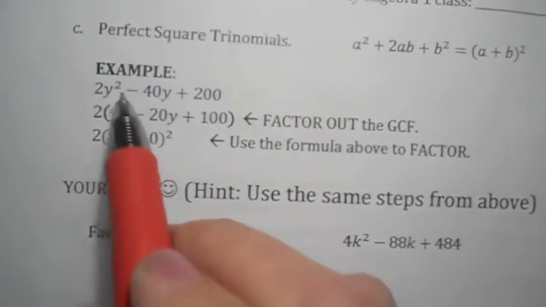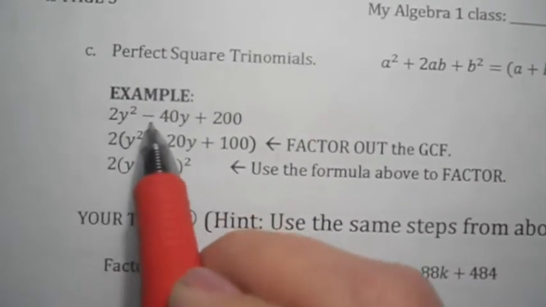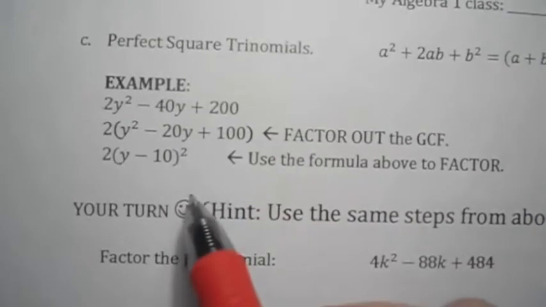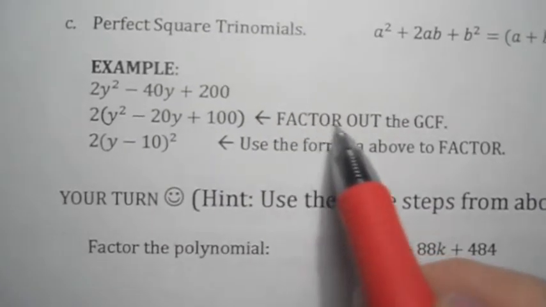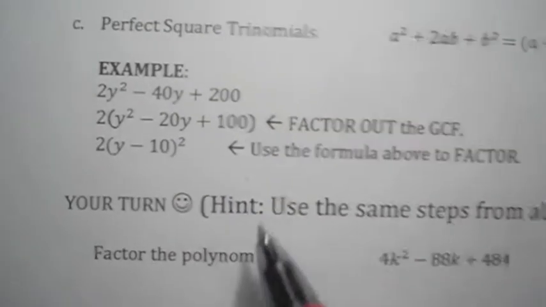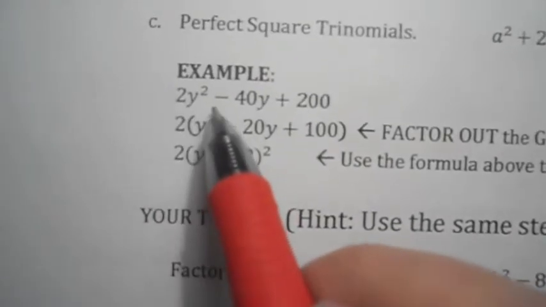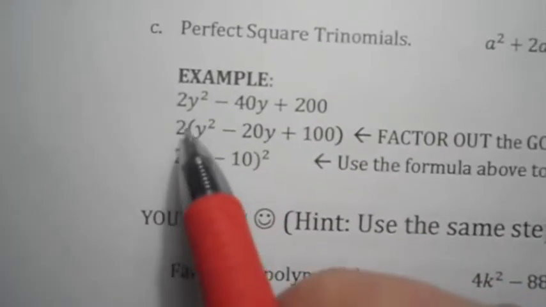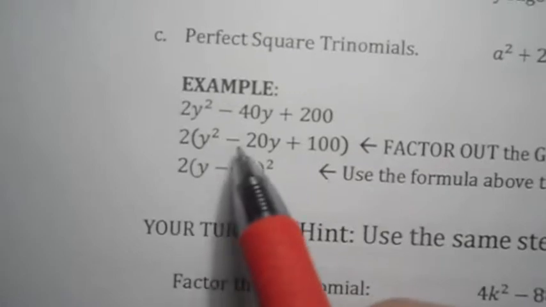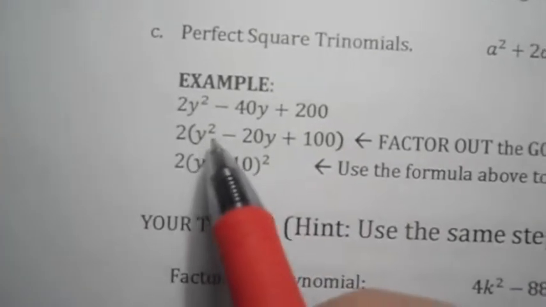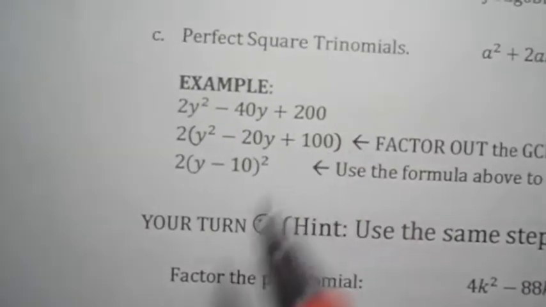So here's an example. We have 2y squared minus 40y plus 200. We always check to see if we can factor out a GCF first, and we can. They factored out a 2. So the 2 is out, and now our polynomial looks like this: y squared minus 20y plus 100.